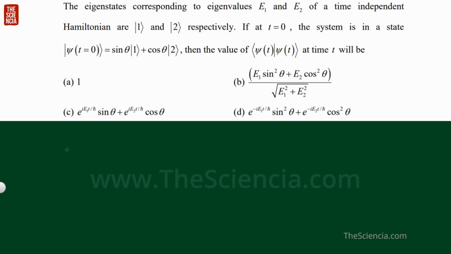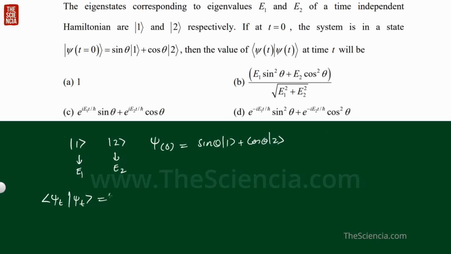Here in this question, two states are given, that is ket 1 and ket 2, and their energies are given, that is E1 and E2. And the state of the system at time t equal to 0 is given, that is equal to sin theta ket 1 plus cos theta ket 2. Here the question is to find out the scalar product of psi of t with psi of t. So what do you have to find out? You have to find out the time evolution of this state.